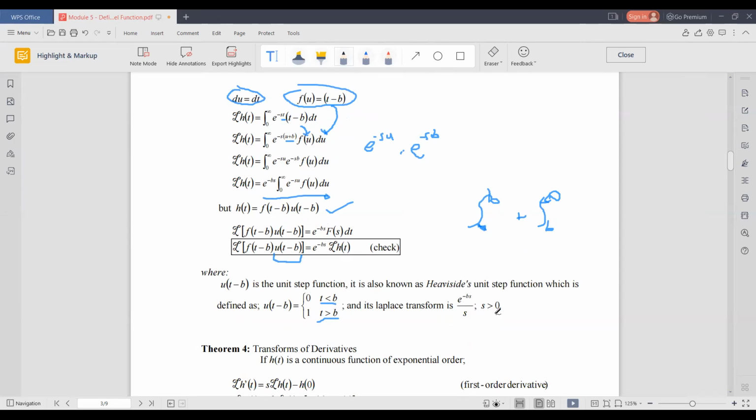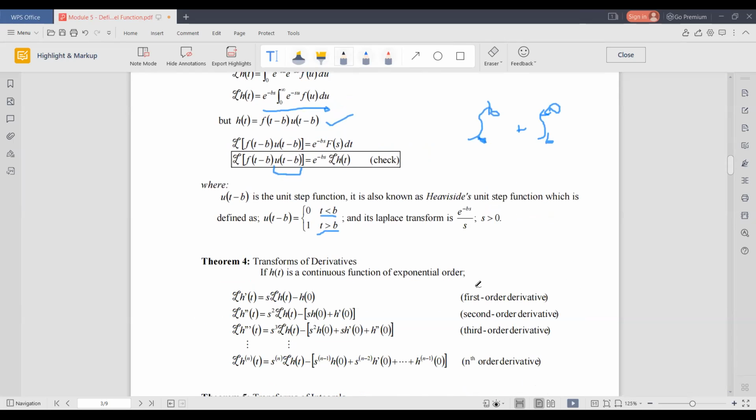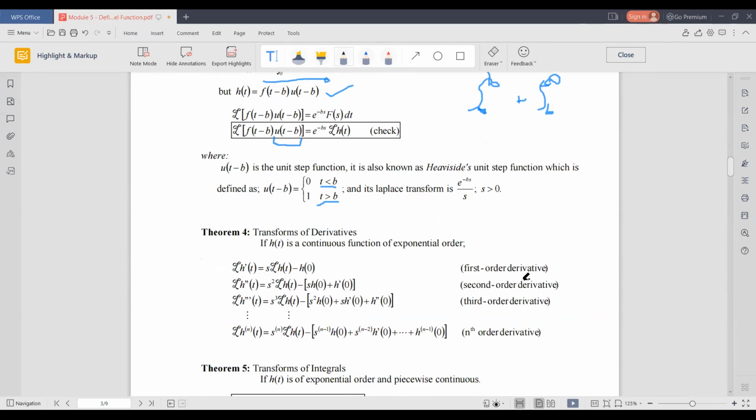But okay, we have fourth theorem. So this is a continuous function, no? So this is with the use of derivatives. So the same pa rin. So we have this first order derivative. So review yung differential equations nyo. Your calculus, review nyo. So you have your first order derivative, second order derivative, and third, and so on.